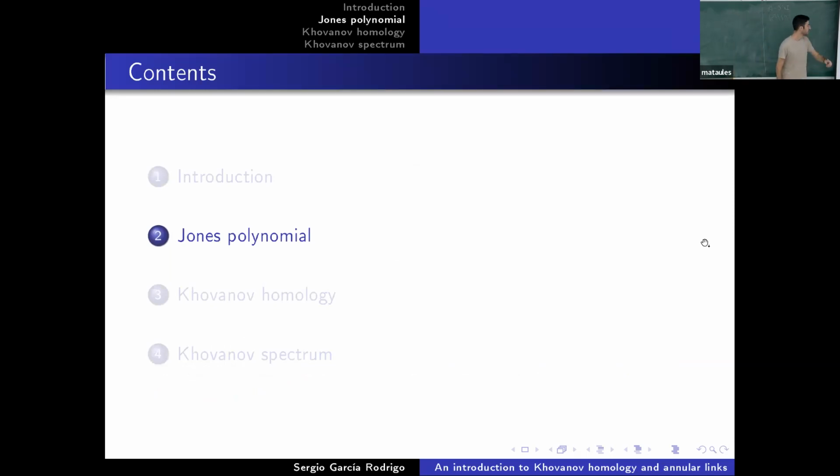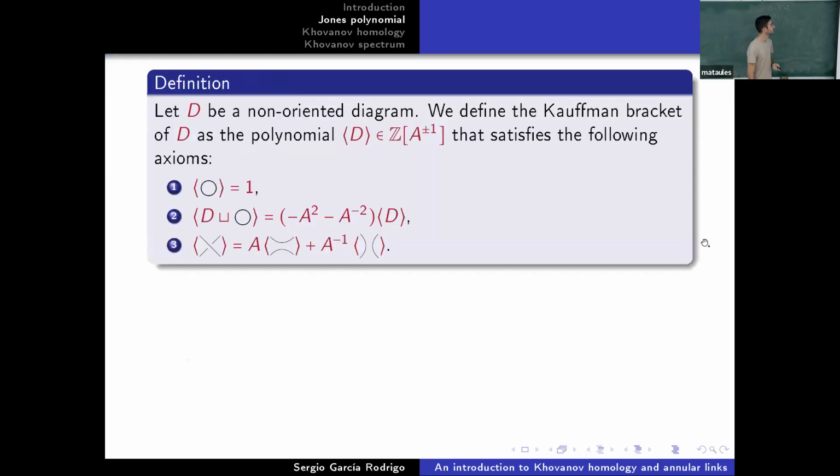Now we introduce the Jones polynomial. This is one of the most important invariants there are, and one of the most studied ones. Thanks to this polynomial, Jones earned the Fields Medal, so it's kind of important. And we will define it using the Kauffman bracket. Okay, so the Kauffman bracket is just a polynomial that satisfies these three axioms. The first axiom tells us that the unknot has Kauffman bracket 1.